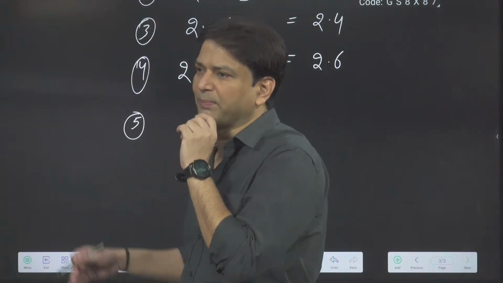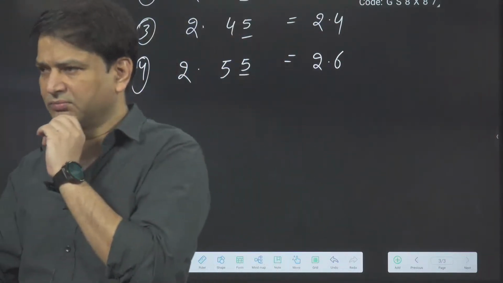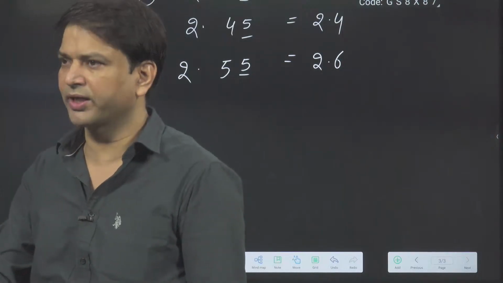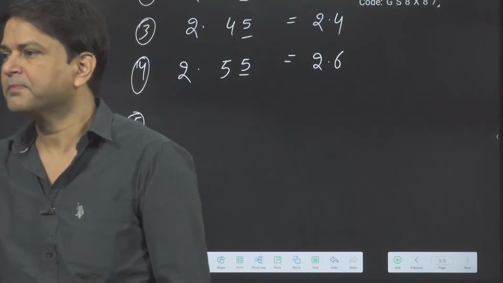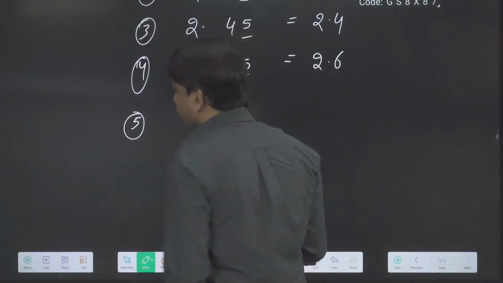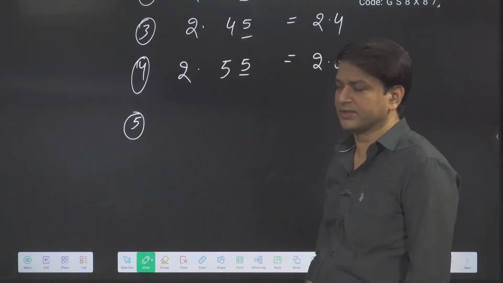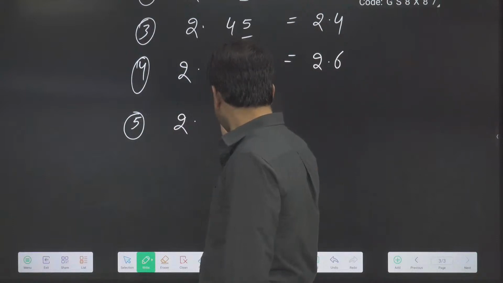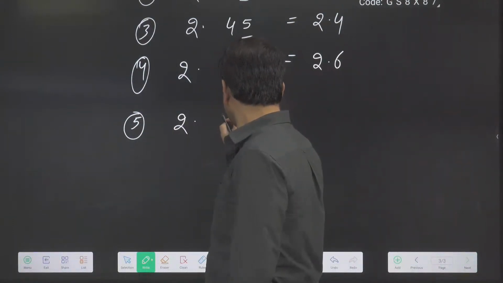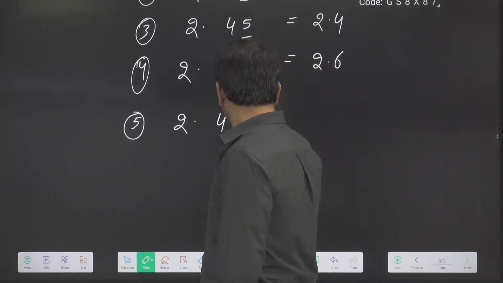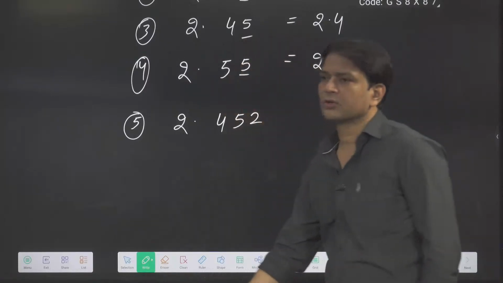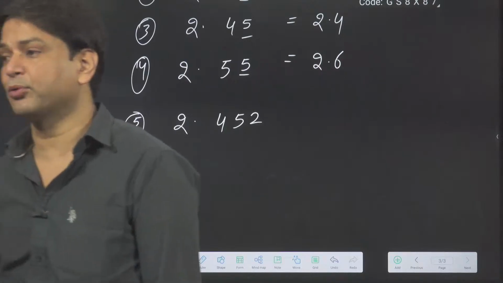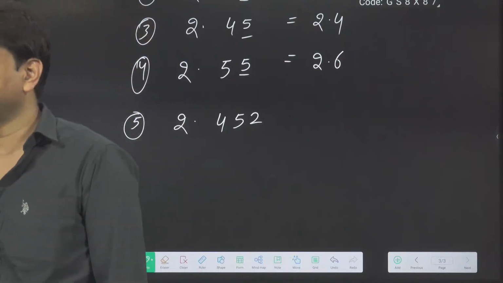Most of the time, when you have to drop one digit, it will be either greater than 5, less than 5 or equal to 5. So these you have to know. But suppose you have to drop more than one digit. Like I am giving the example: 2.452. Now here you have to round off up to one decimal place.